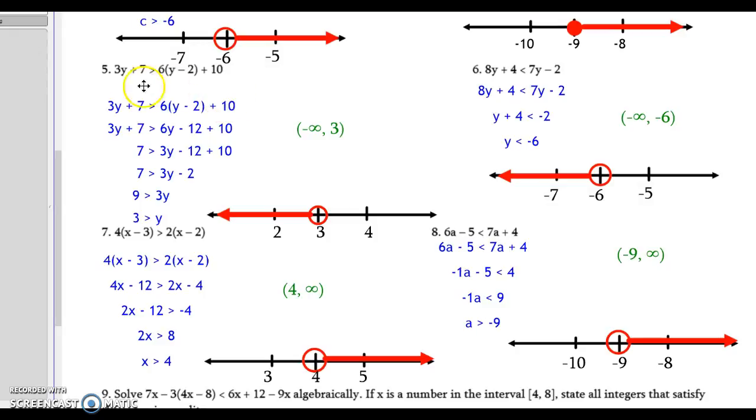Here you can see the answers to 5, 6, 7, and 8. I've graphed all of the answers as inequalities on number lines. I've solved the inequalities, and I've also given you interval notations.